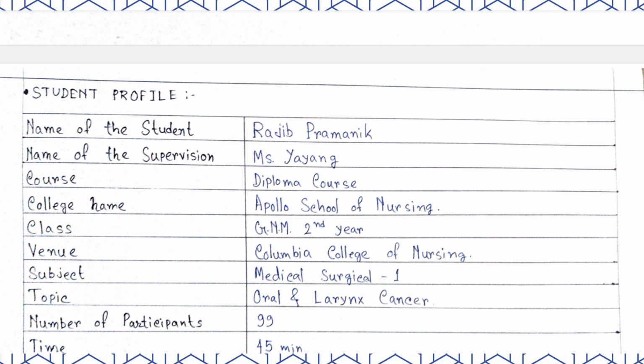Student profile. Under student profile you have to write the name of the student, name of the supervisor, course, college name, class, venue, subject, topic, number of participants. That means how many students are present in your class.